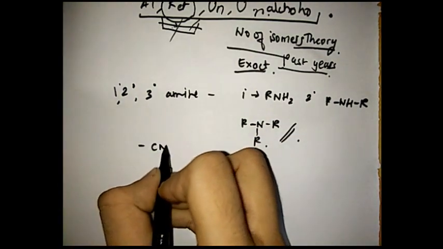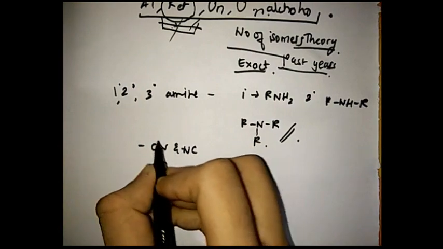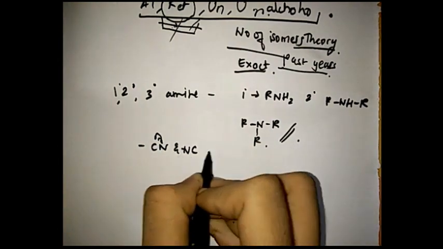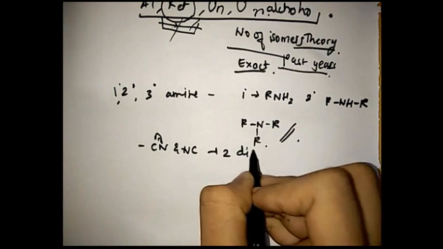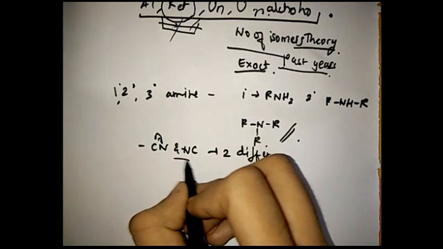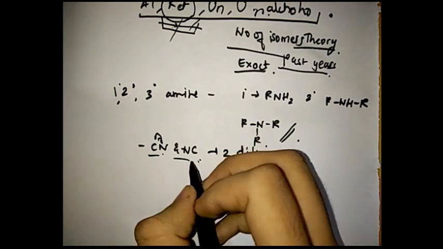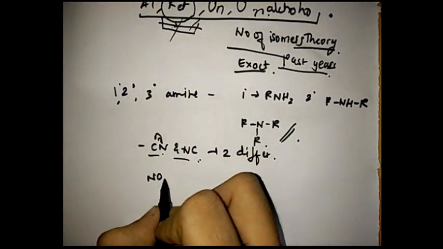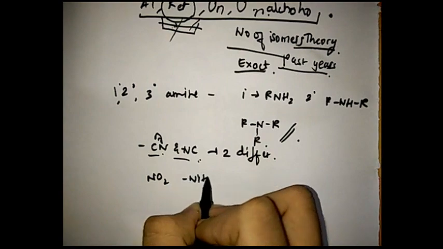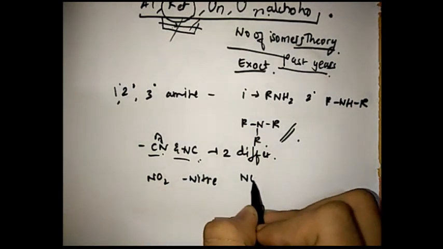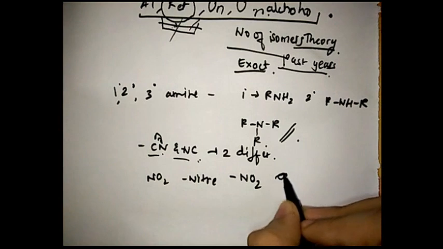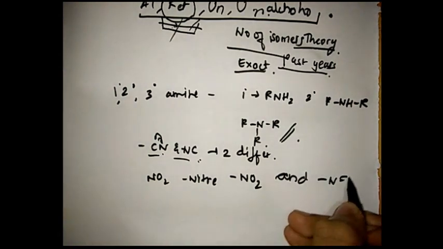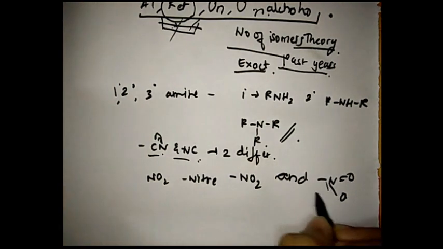This is one thing. The second thing will be cyanide and isocyanide. Just interchanging, you'll get two different isomers. So this should be kept in mind. These are different functional groups, right? Cyanide and isocyanide. And then we'll be having NO2 nitrite, like NO2 in this form, and N double bond O in this form. So these are two different things, right?